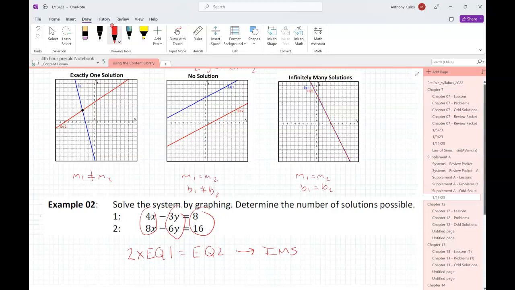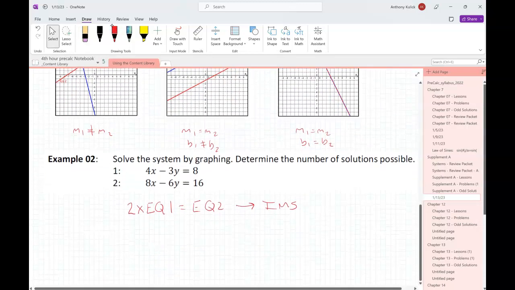Everybody get that? Now, could we go ahead and write this into slope-intercept form and see that they actually give you the same equation? Sure. Is that a hassle? Yeah. I'd prefer to just make this observation and go on about my day, right? Much simpler. Okay. So what would a no solution situation look like?